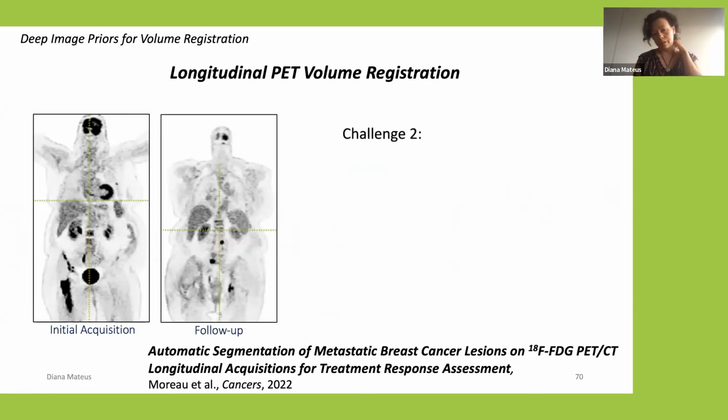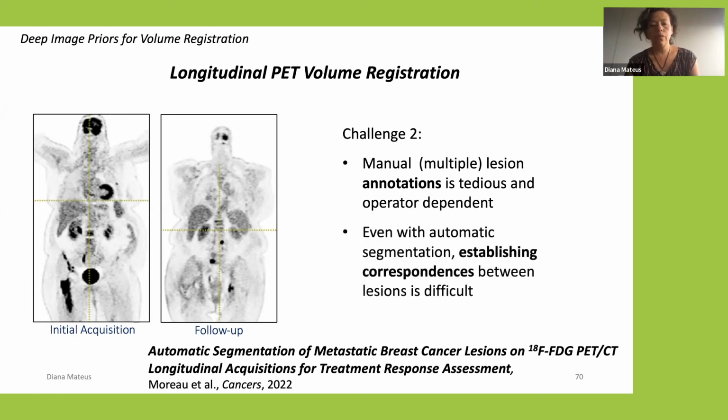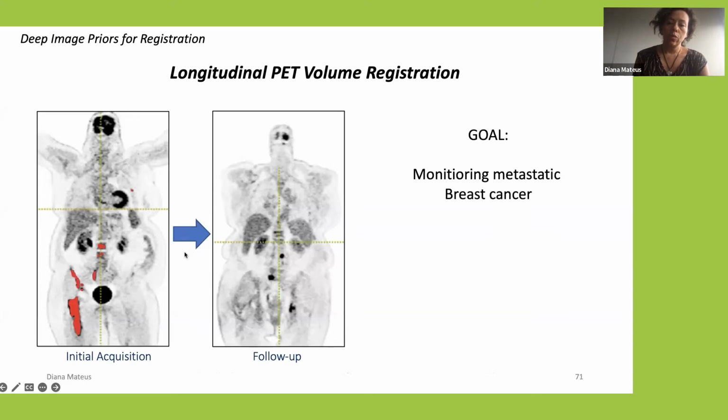So the challenge number 2 that we are dealing with is, again, that doctors do not segment the lesions in their clinical protocol. And you can imagine that if there are many, this is going to be even more tedious. And moreover, in the clinical records or in the protocols that they follow, there is no time to establish correspondences lesion per lesion. So this is really difficult to obtain.